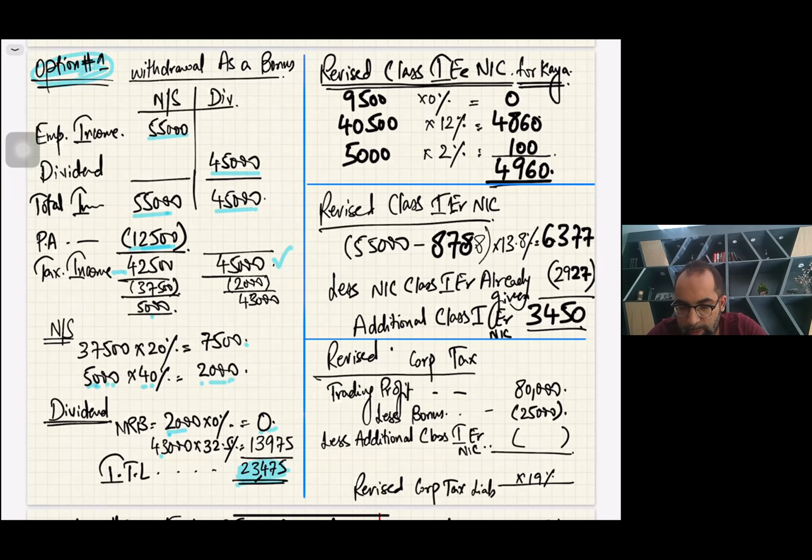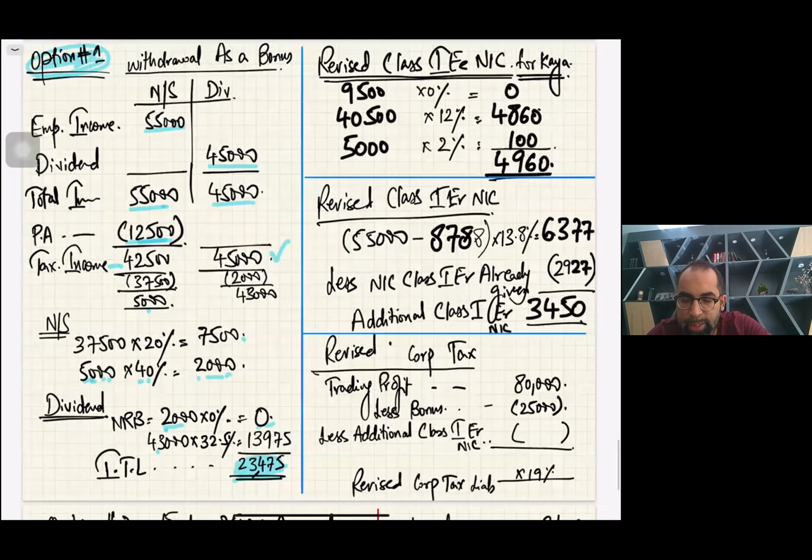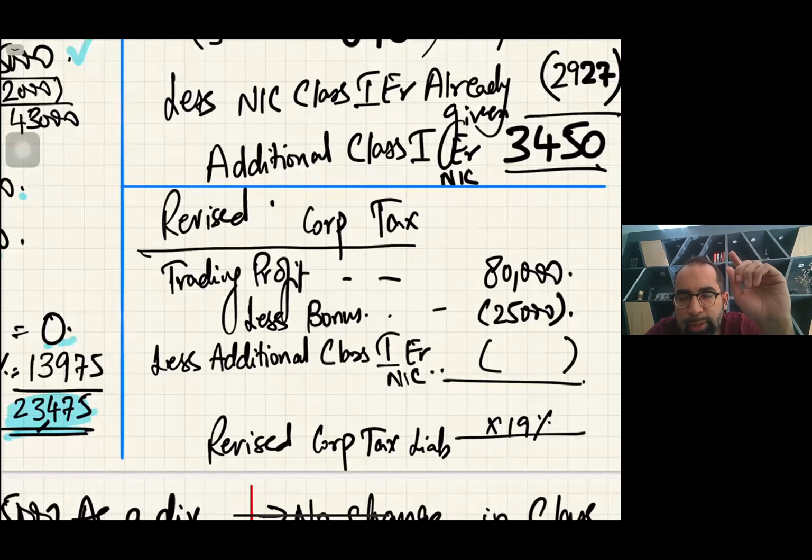Okay. Now let's calculate the revised corporation tax liability. Think over it. It is written in the question that the 80,000 profit is after taking account of the existing salary and existing class 1 employer NIC. So now we need to deduct the additional bonus and additional class 1 employer NIC from this 80,000.